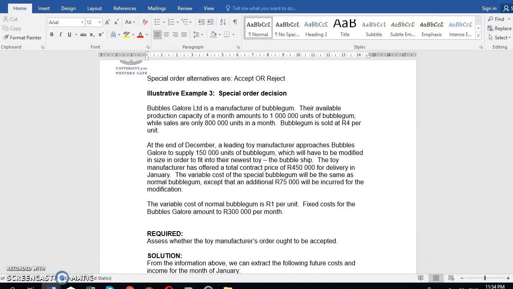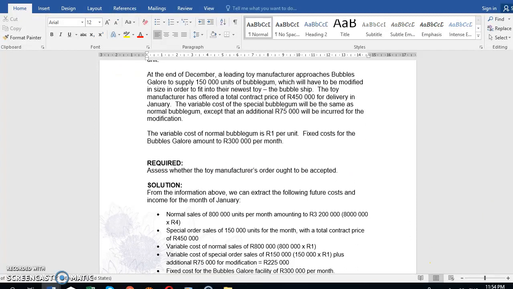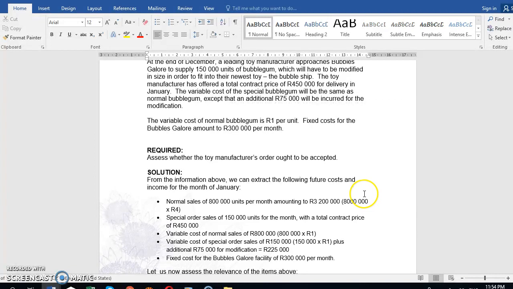From the information above, we can extract the following future costs and income for the month. Very importantly, future cost and income.